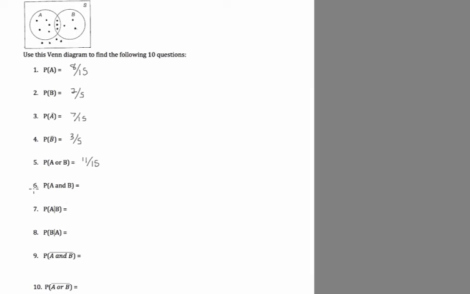Number 6, probability of being in A and B. That means that you have to be in A and B at the same time. So that's this piece right here. A and B. Okay, there are 3 dots there out of a total of 15. So 3/15, or that reduces to 1/5.